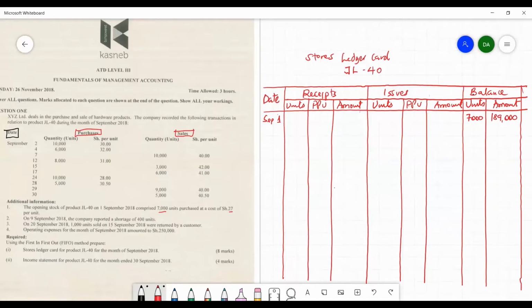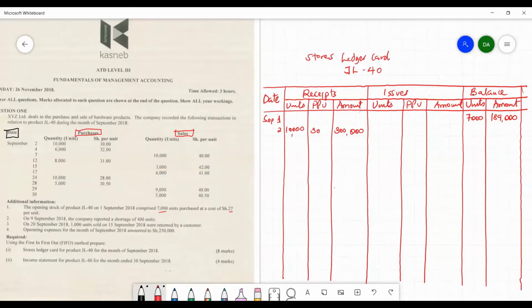Then the second transaction is on 2nd of September. On 2nd of September, the company acquired, or purchased, 10,000 units at 30. So we have 10,000 at 30 each. And 10,000 by 30 is equal to 300,000. That is the amount which we add.